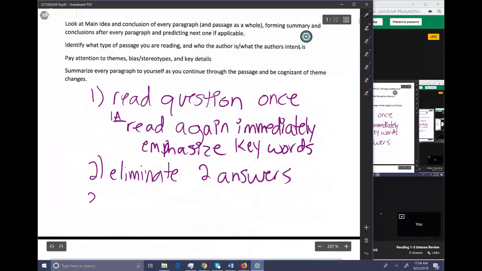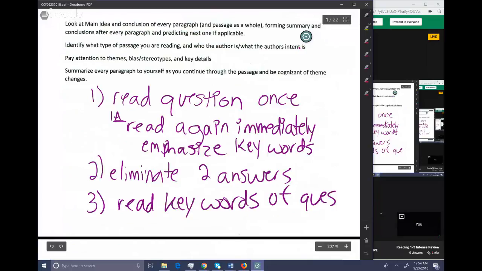And then step 3, you now have 2 answers left. Sometimes it's easy to get rid of a third one. So sometimes it's just very obvious what the answer is. No harm in that. Go ahead and get rid of the third one if that's the case and move on. Usually the last 2 are much harder to tell the difference between than the first 2. And so what you want to do is you want to go back to those keywords from the question again before you try to pick between one choice and the other choice.